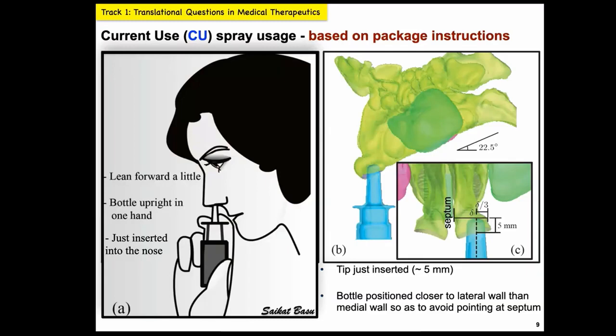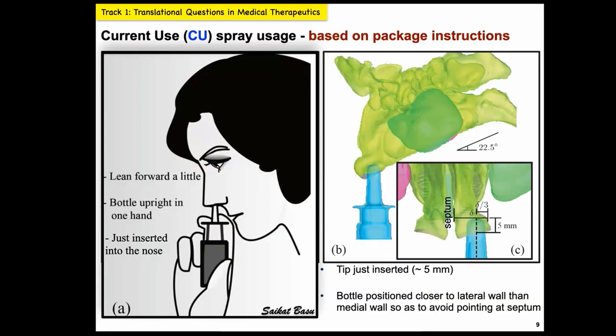Now, since we are trying to address this question through fluid mechanics, we have to find a schematic way to replicate this in the in silico world and run some simulations to figure out what might be the drug delivery for this particular usage protocol, which, by the way, I'm calling current use, or CU.